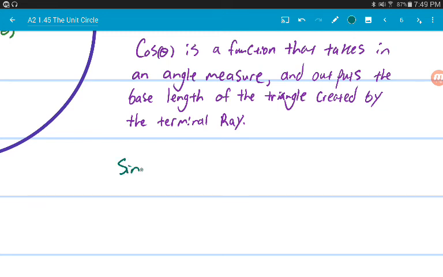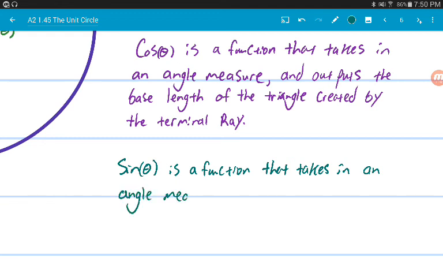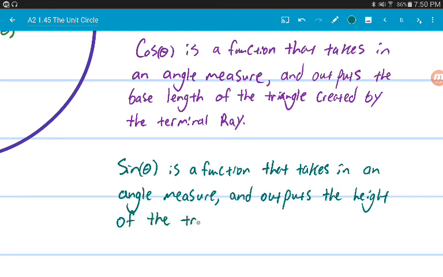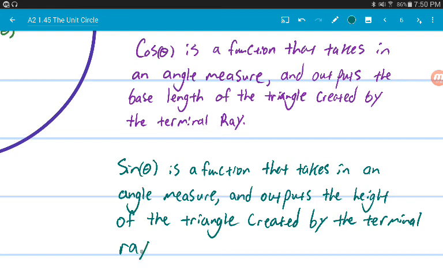So sine of theta, it also takes in an angle, right? Because that's what goes in, theta, and theta is an angle. So sine of theta is a function that takes in an angle measure and outputs the height of the triangle created by the terminal ray. So sine and cosine change depending on the angle that gets plugged into them.